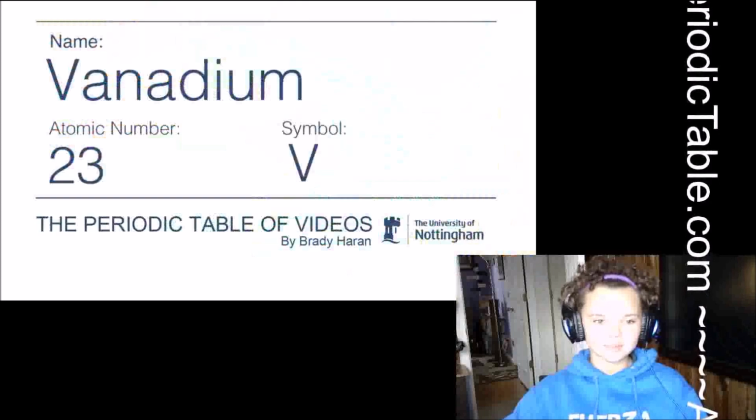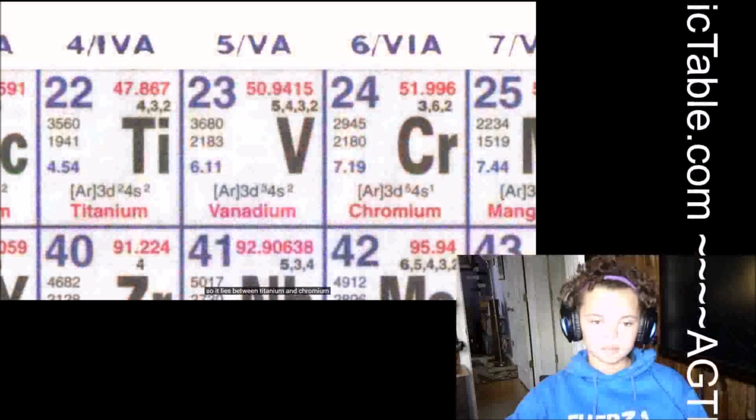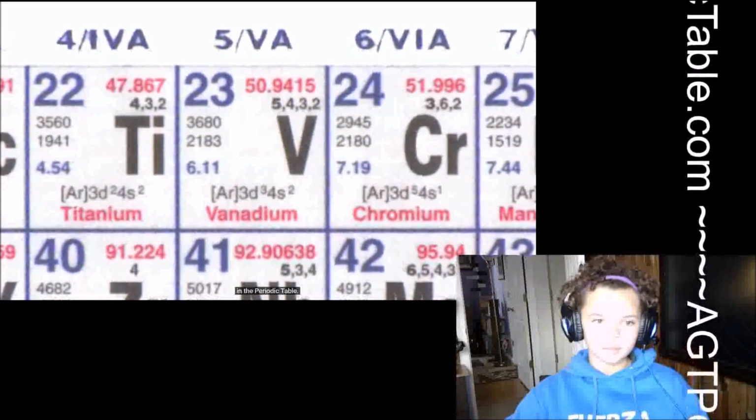This seems very dramatic. Vanadium, element number 23, the third of the so-called transition metals. So it lies between titanium and chromium in the periodic table.